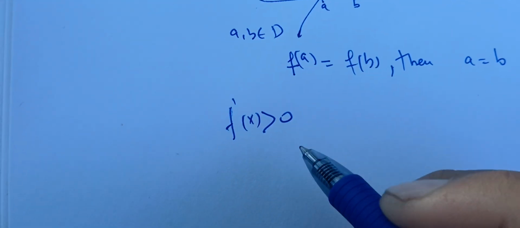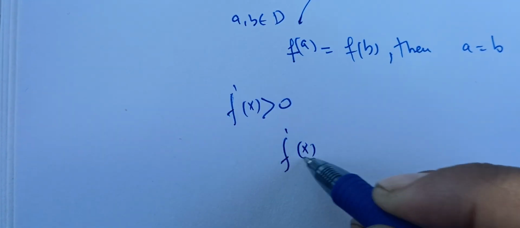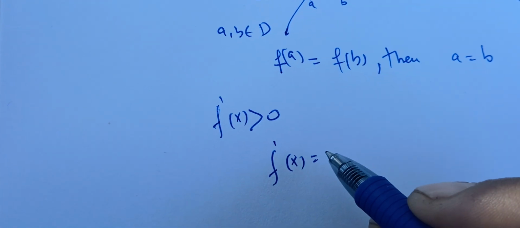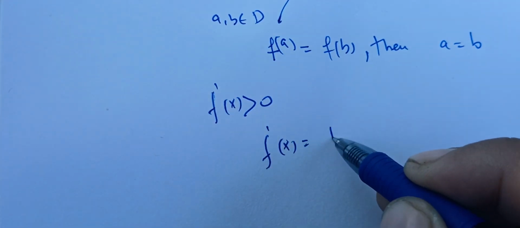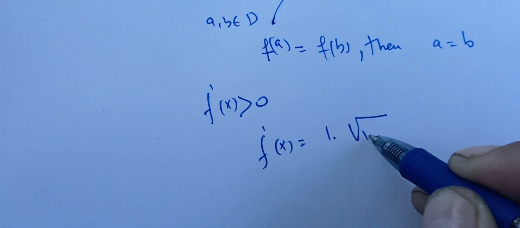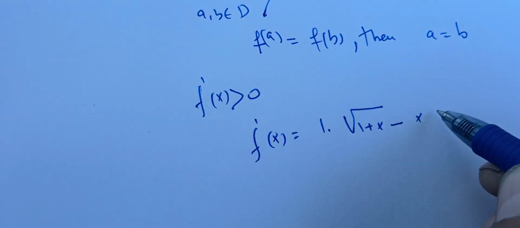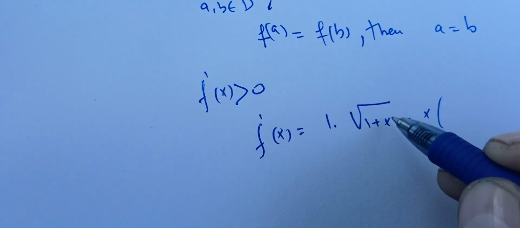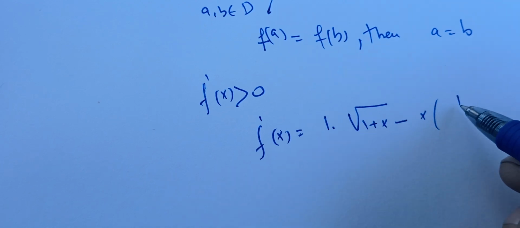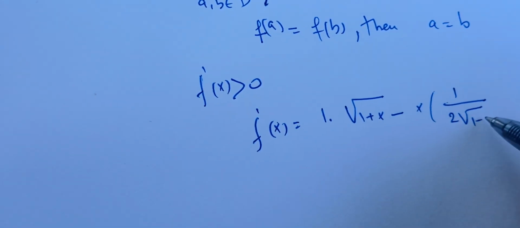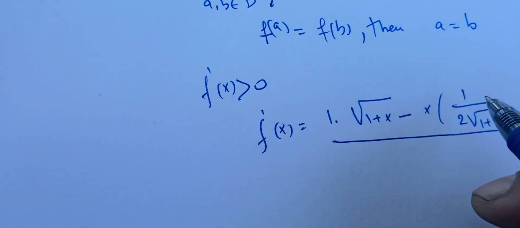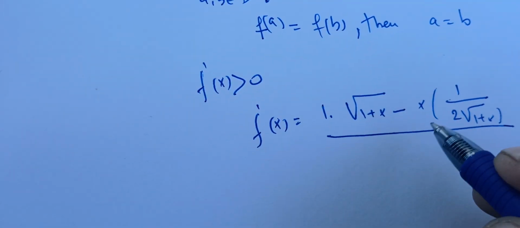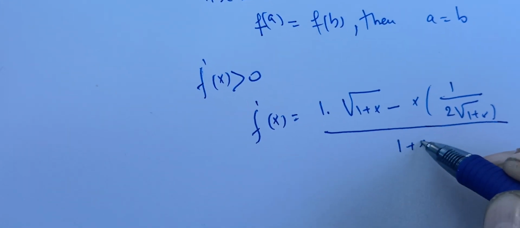So here, to find the derivative, we're going to differentiate f over g. We have the derivative of x, which is 1, times the square root of 1 plus x, minus x times the derivative of this one here, which is 1 over 2 the square root of 1 plus x, everything over the square root of 1 plus x squared.